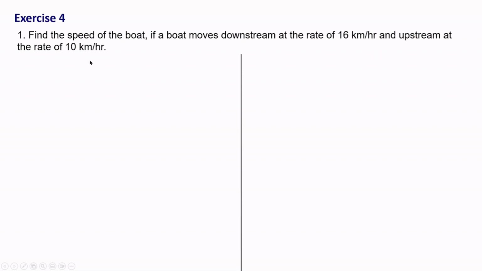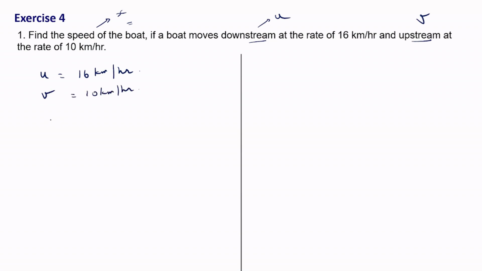Now we are familiar with the various notations that are used in boats and streams. The speed of the boat is denoted by x km per hour. The downstream speed is given by u km per hour and the upstream speed is given by v km per hour. So we have to find x when u and v are given. Here the downstream speed is given as 16 km per hour. The upstream speed is 10 km per hour.